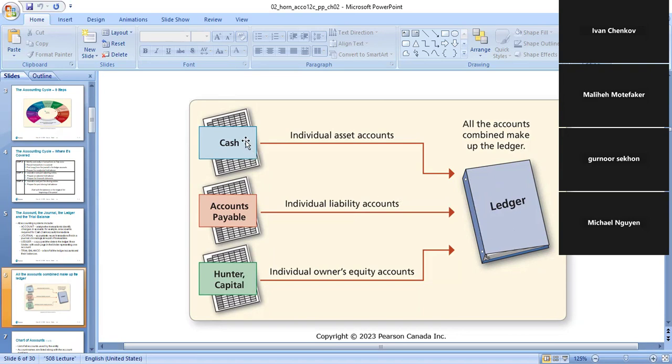So now, to make it like a company, we're going to keep track of cash. We're going to keep track of accounts payable. We're going to keep track of the capital.